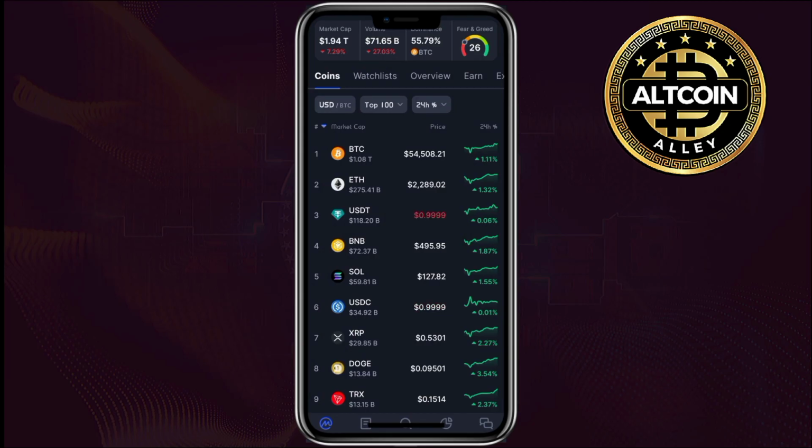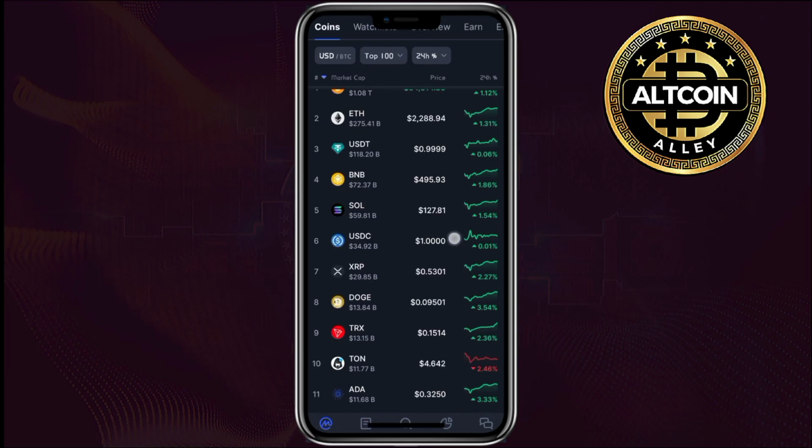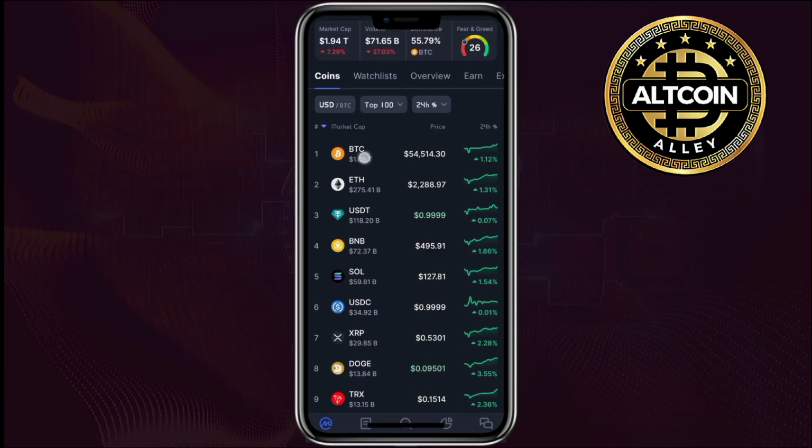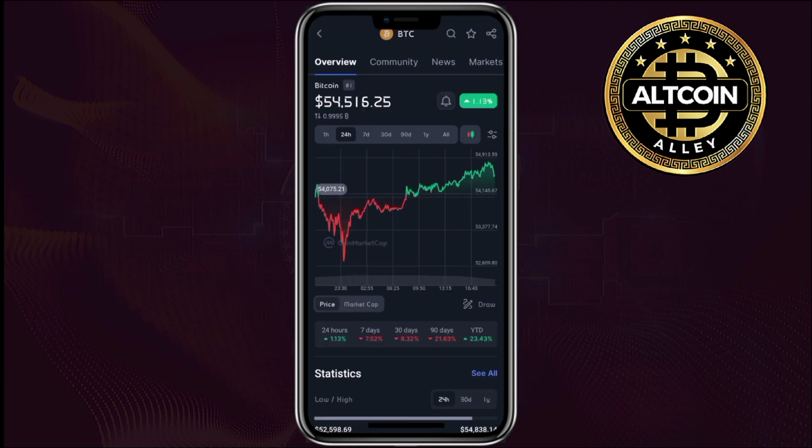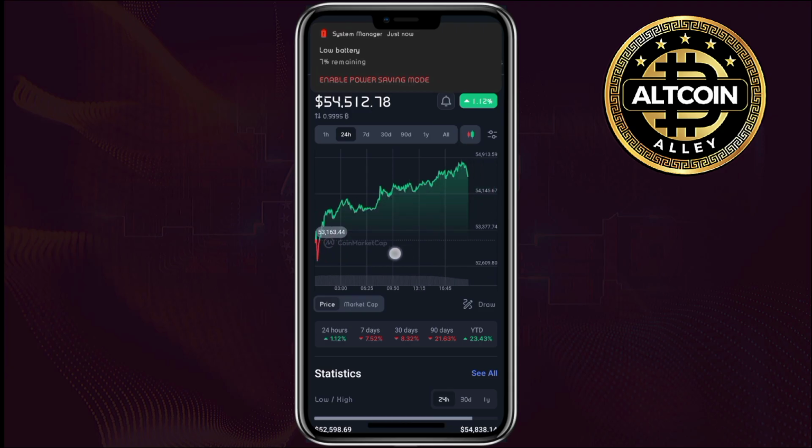Now on my Coinmarketcap, as you can see, Coinmarketcap is a platform that shows you prices of different cryptocurrencies. As you can see, the price of Bitcoin is 54,000. Okay, and if you tap on Bitcoin, as you can see over here, you can go ahead and see its prices, how it's being traded, how it has been moving, as you can see over there.